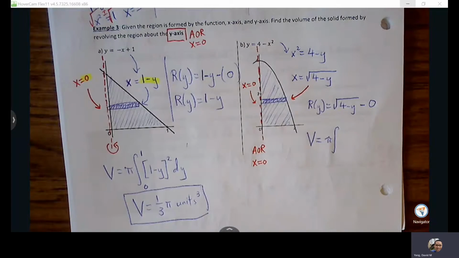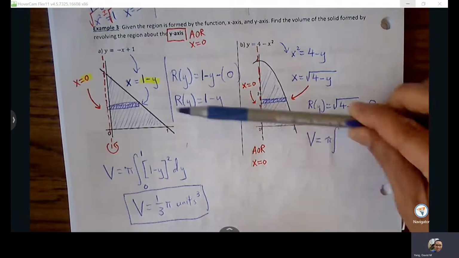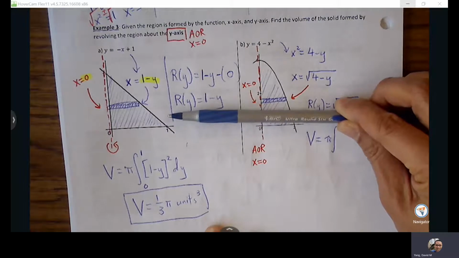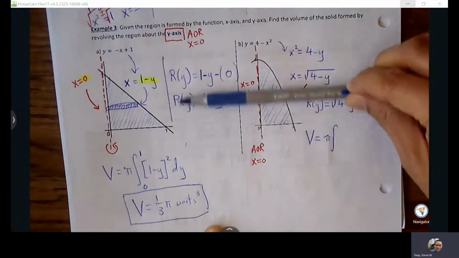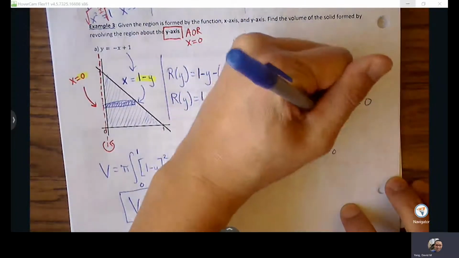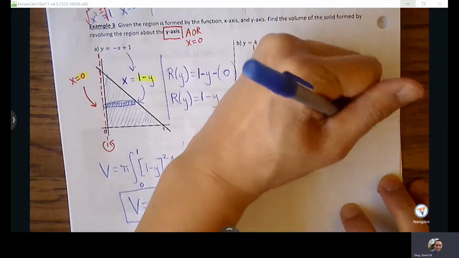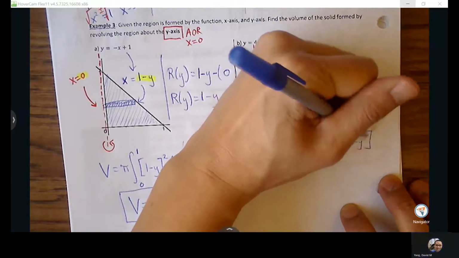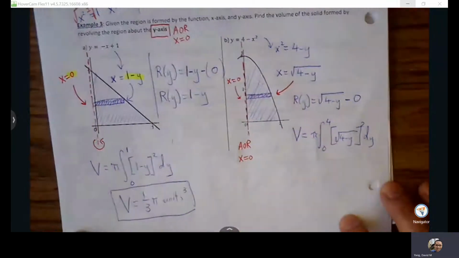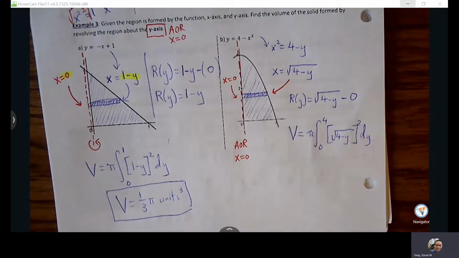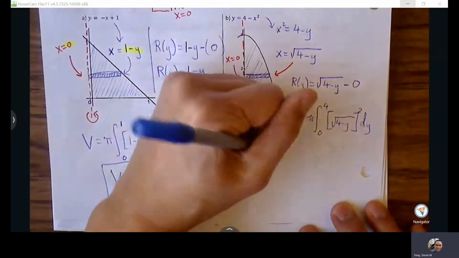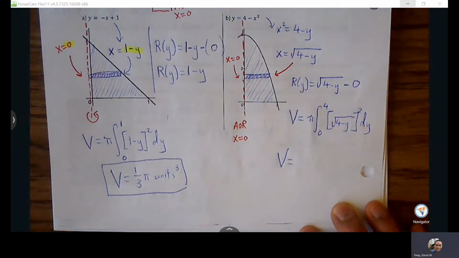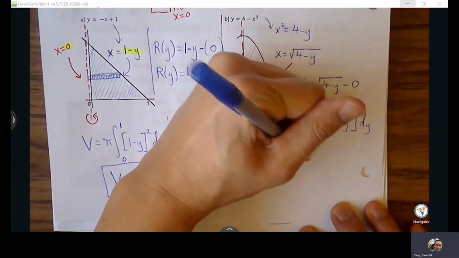Okay, where are the bounds going to be? 0 to 4, right? You're stacking these horizontal disks from down here all the way to up here. We're not going in this direction. We're going bottom to top. Bracket, radius, squared, dy. Okay, make the calculator do the work for you. Leave pi out of your calculator and just insert it next to your answer at the end. Okay, what did you guys get? 8, and then we attach the pi.